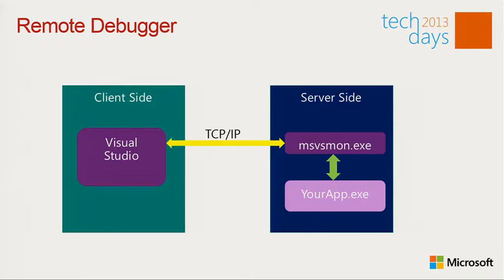previously we had sort of a two-way or two one-way communications between Visual Studio and MSVSmon, which meant that you had to open up the firewall on both sides equally. But that's not true anymore. You now only need to open up the firewall on that server side. And then MSVSmon just talks to your app just like the debugger would on the client side.